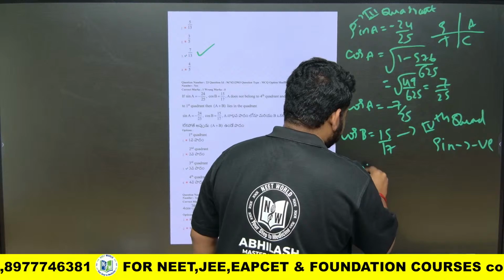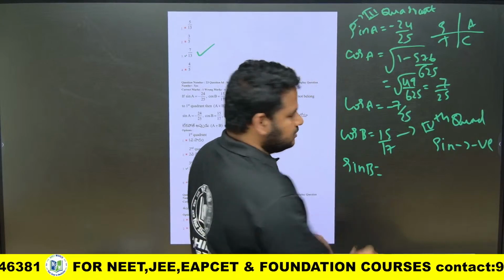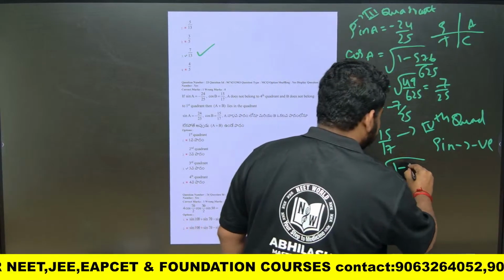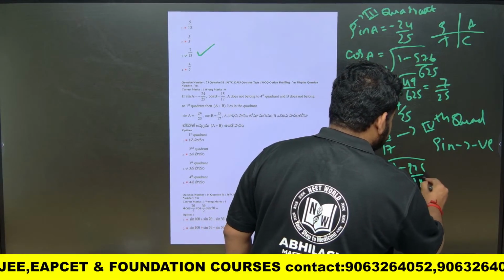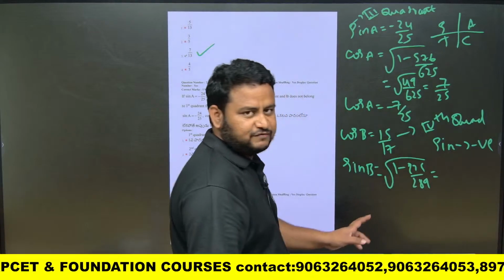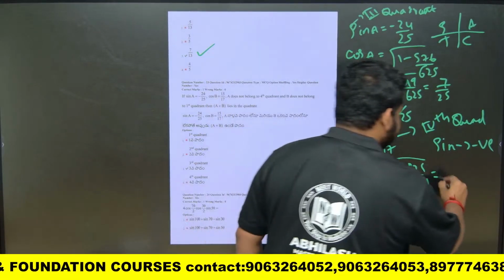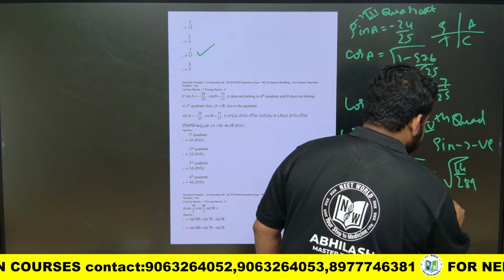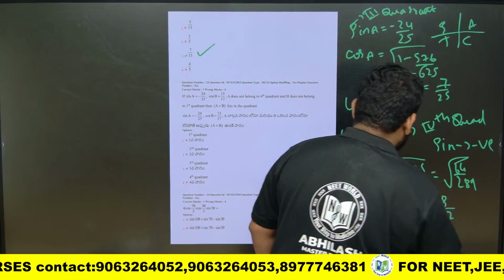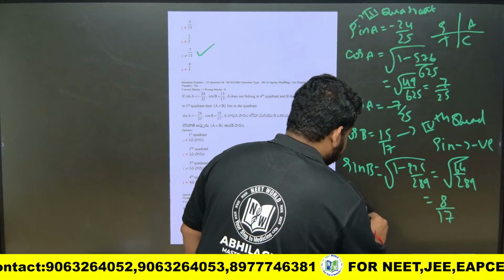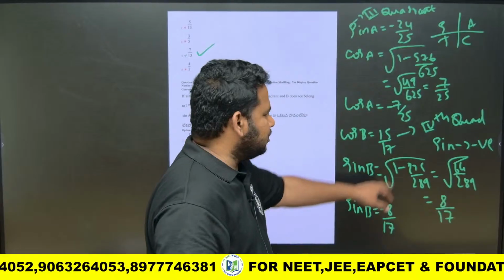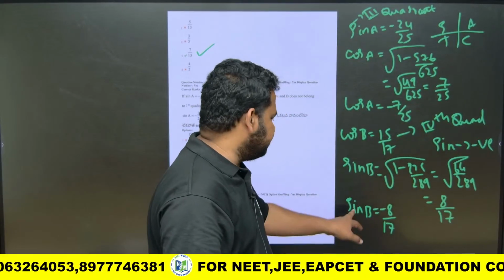So let me use the same procedure like how you found out cos A. So this will be square root of 1 minus cos square B, that is cos square B is 225 by 289. So that will give me what? 289 minus 225 is nothing but what? Square root of 64 by 289. Okay, that is nothing but equal to what, friends? That is 8 by 17. But sin B is equal to minus 8 by 17. Why is it minus? Because sin is negative in the fourth quadrant. So we got sin B.